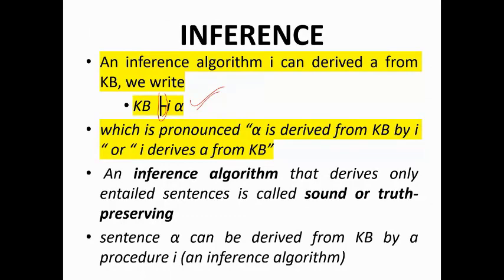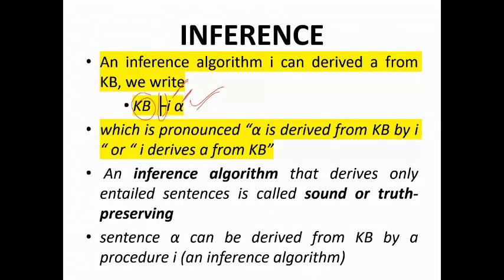So KB, the symbol of this inference, I alpha. I is the sentence, remember, for sentence, and KB is knowledge base. So it is pronounced alpha is derived from knowledge base. As I told you earlier, remember, a sentence can be thought of as an idea.